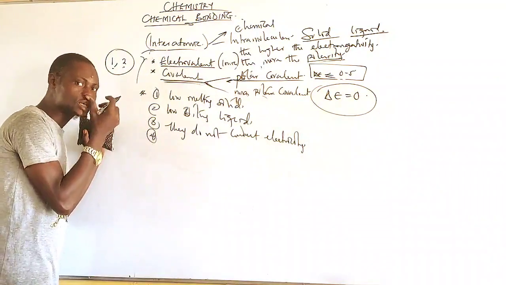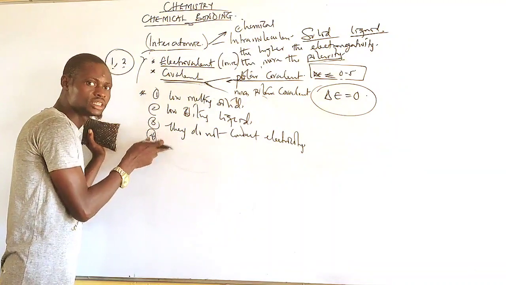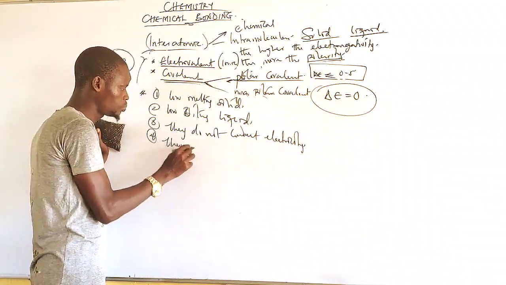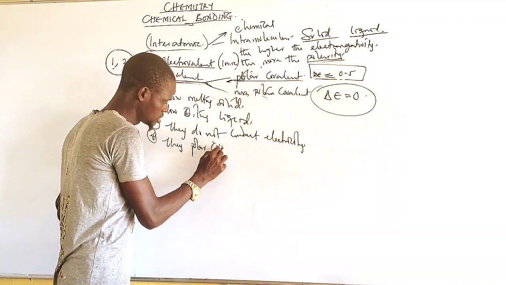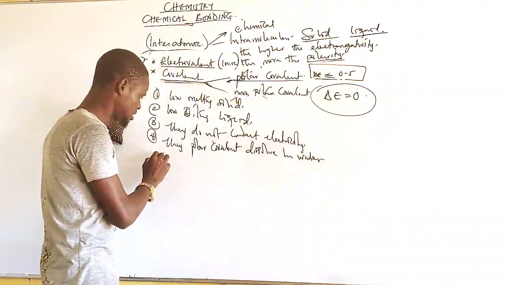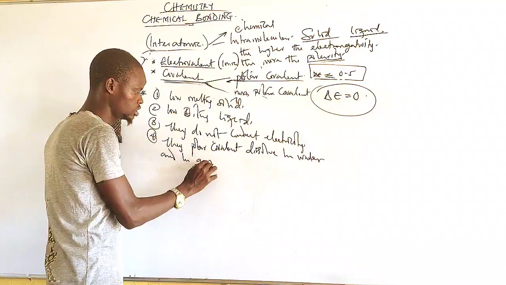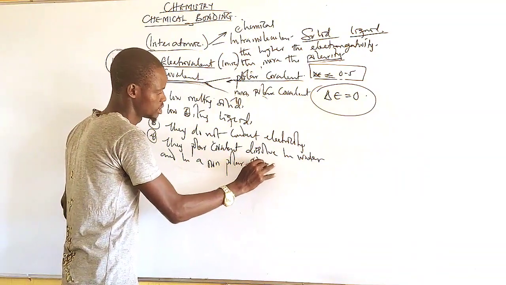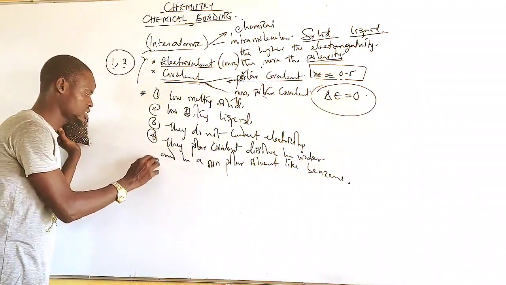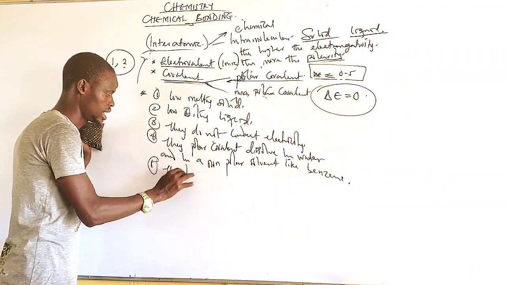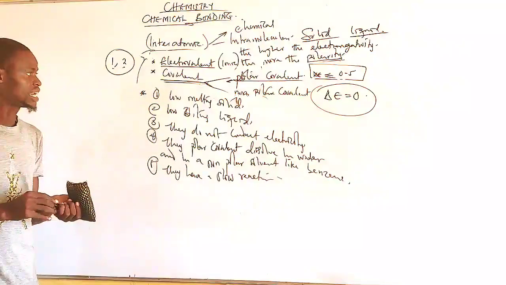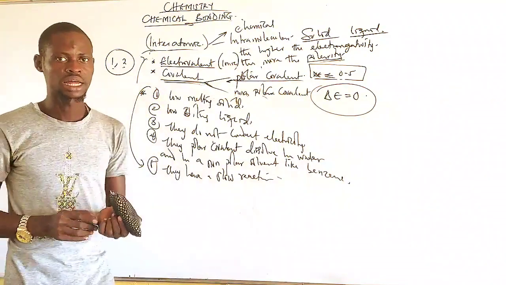Number 4, the polar ones among them dissolve in water. The polar covalents dissolve in water, and the non-polar ones dissolve in a non-polar solvent like benzene. And number 5, they have a slow reaction. I want you to know all this; these are the properties that might be asked.